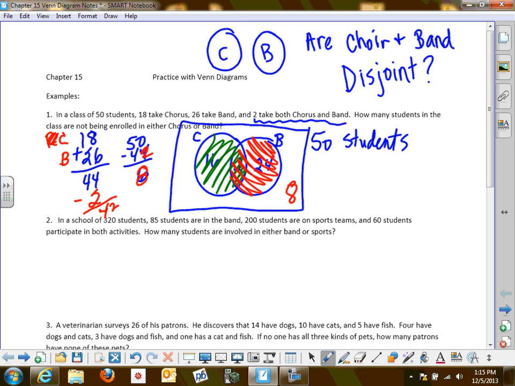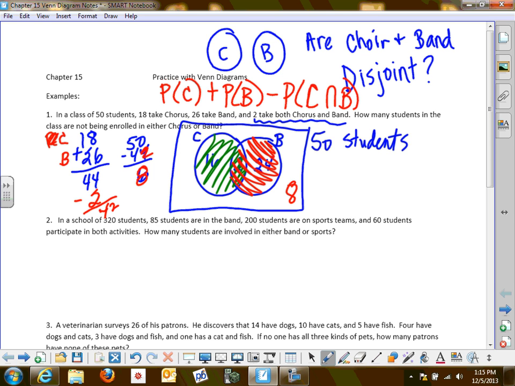Okay? So in general, kind of if you were going to formulate this, which we're going to eventually when we do our other notes, this would have been the probability of choir plus the probability of band, and you want to take away the probability of one of the overlaps, which is notated as choir and band.